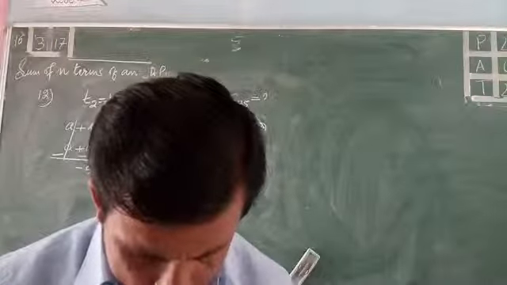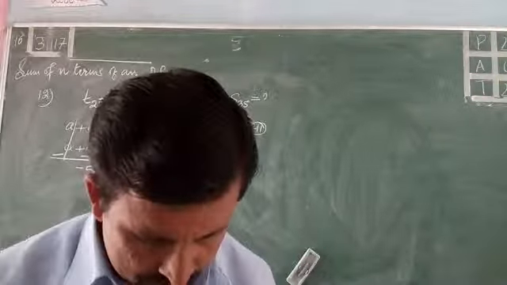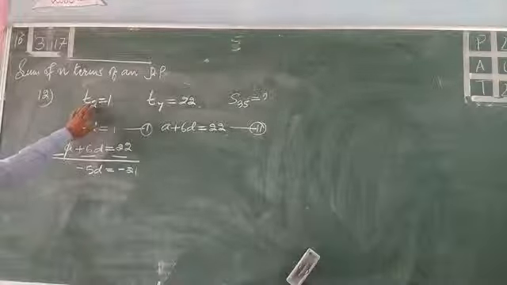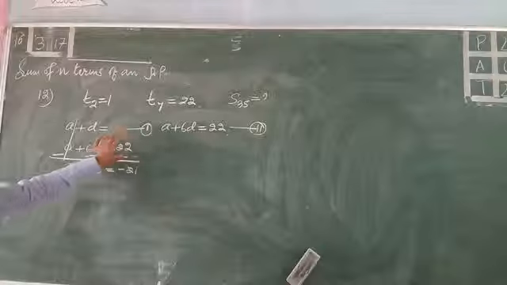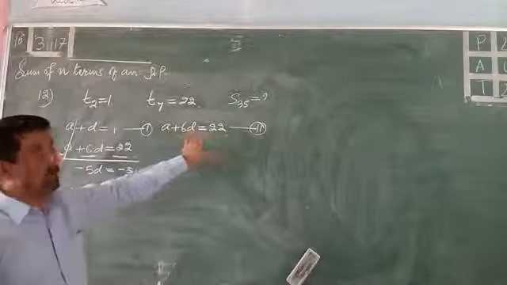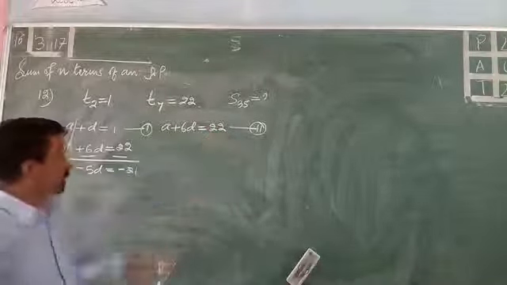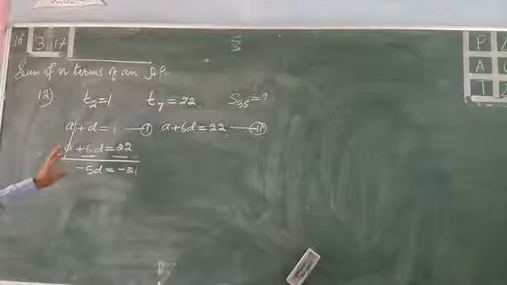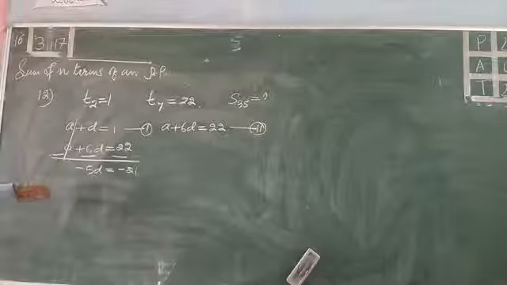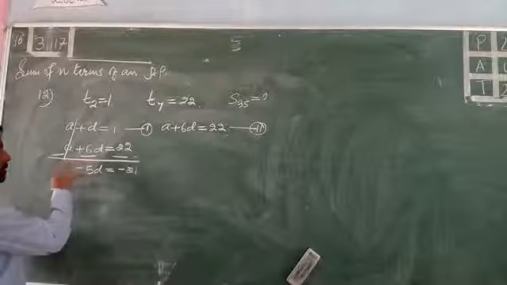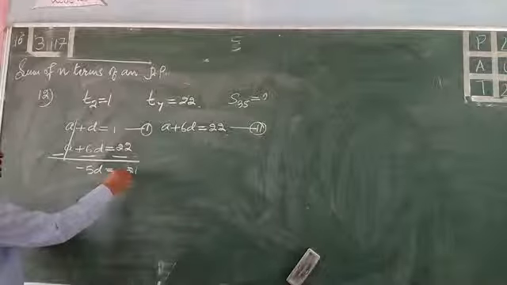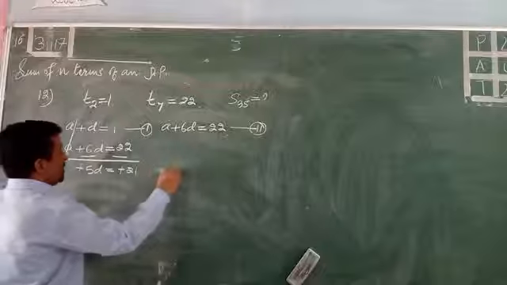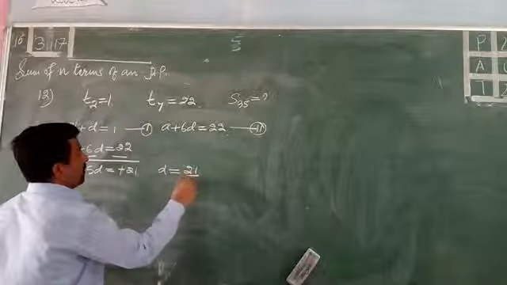Second term and seventh term. Determine the sum of first 35 terms. Okay, fine. So, second term is a plus d is equal to 1. Seventh term is a plus 6d is equal to 22. Is it okay? Yes, sir. Then we are using the pair of linear equations and trying to solve it by elimination method. So, we got this result as minus 5d is equal to minus 21. This minus gets cancelled and d is equal to 21 over 5.